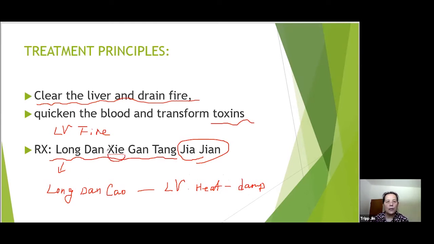泻 is purging, 肝 is liver. The meaning is clear heat from the liver. So that's the special formula we use for excessive kind of liver conditions. Pretty commonly used. We can use it for other illnesses with the same pattern too.